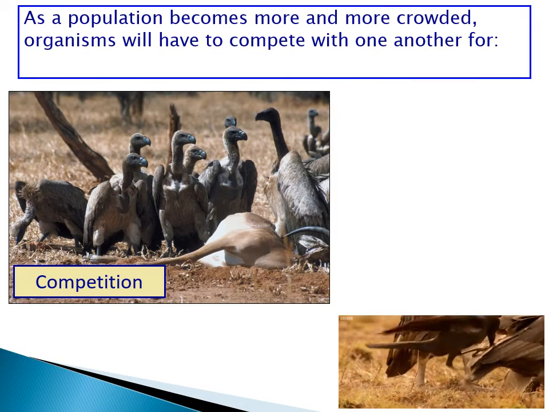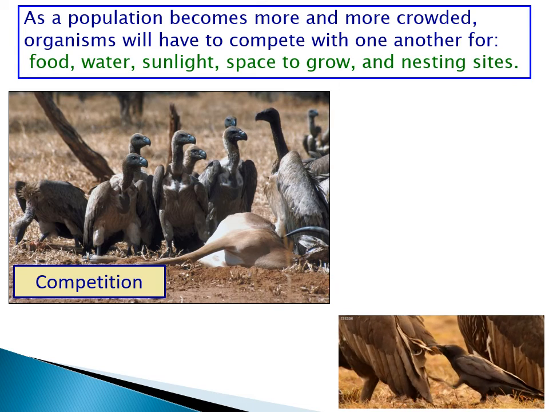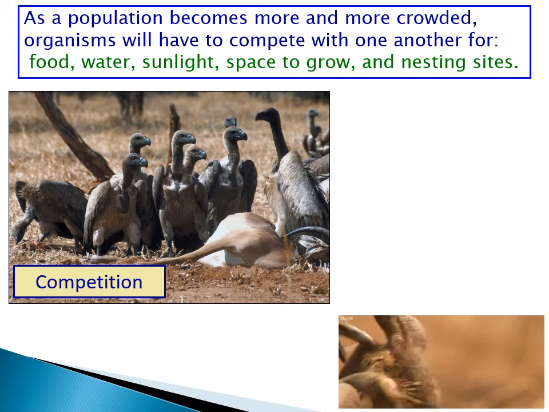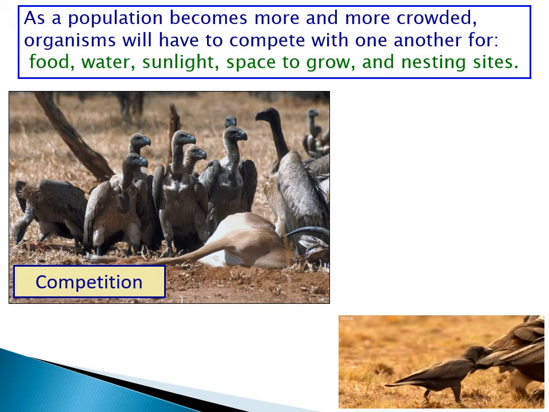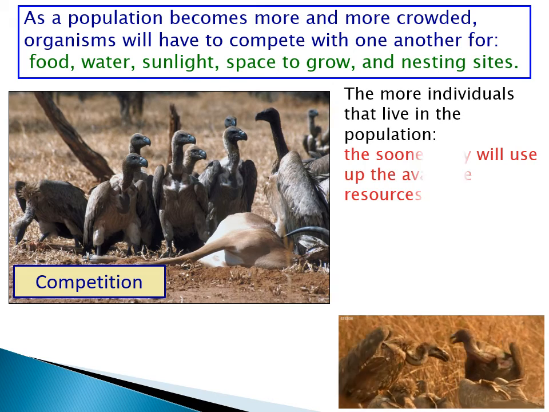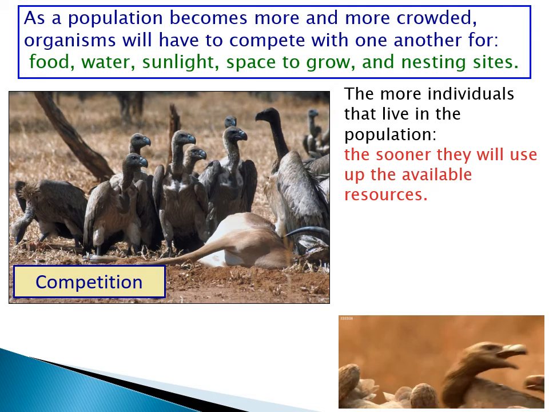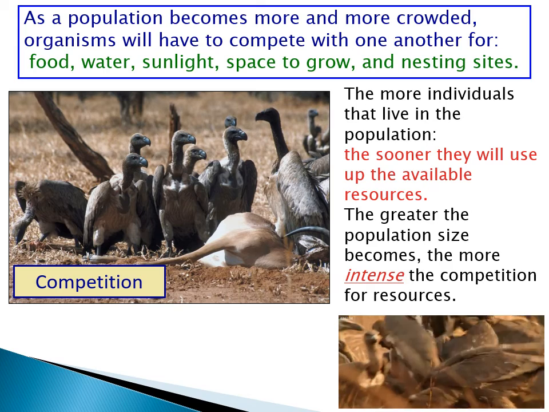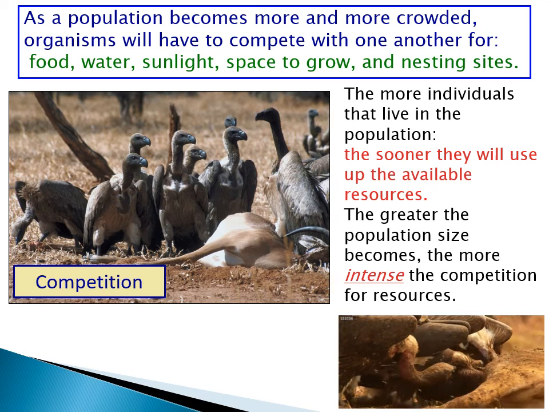So as a population becomes more and more crowded, organisms are going to have to compete over the basic necessities for life: food, water, sunlight in the case of plants, space to grow, and nesting sites. The more individuals that live in the population, the sooner they're going to use up the available resources, and then competition increases. The greater the population size, the more intense the competition.